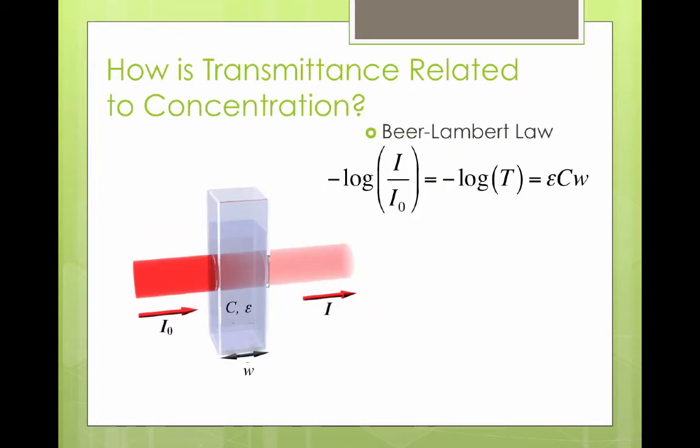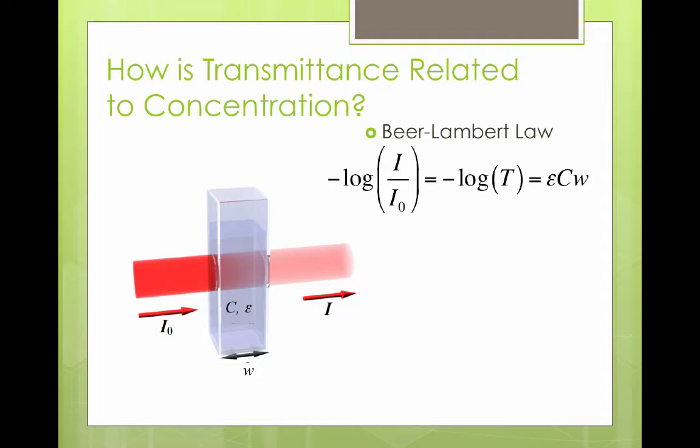Now, what we'd really like to use our spectrophotometer to do is measure concentration. So we have one more step to get to concentration. We need to understand how transmittance is related to concentration. For the range of values that we're using, something called the Beer-Lambert law applies, which tells us that the negative log of I over I naught, or the negative log of transmittance as we know it's defined, is equal to some constant epsilon times C times W.